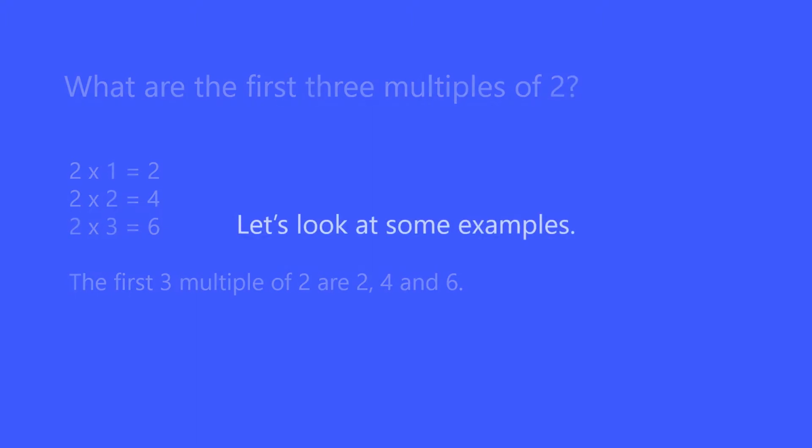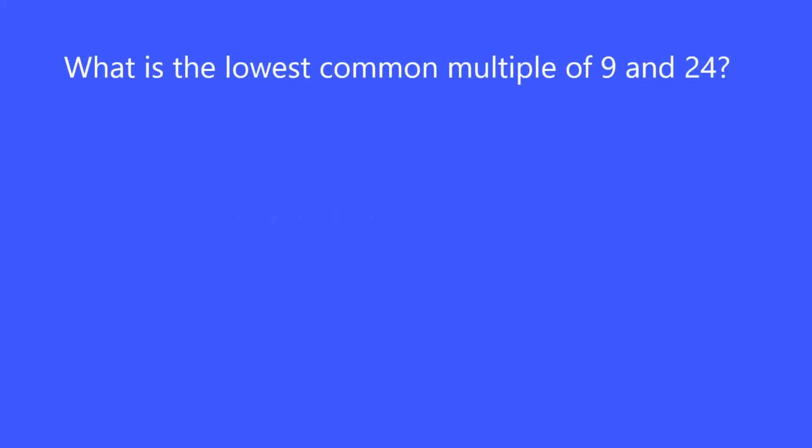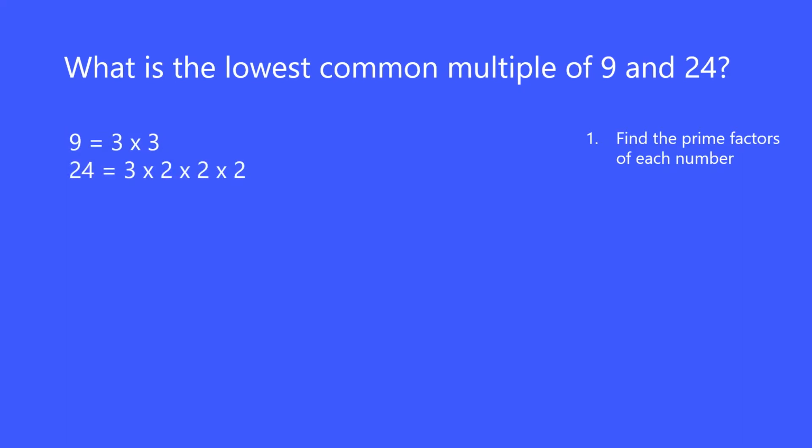Now, let's try to find the lowest common multiple of some examples. What's the lowest common multiple of 9 and 24? To find the lowest common multiple, just do these few steps. First, find the prime factors of the two numbers. 9 is equal to 3 times 3. 24 is equal to 3 times 2 times 2 times 2.